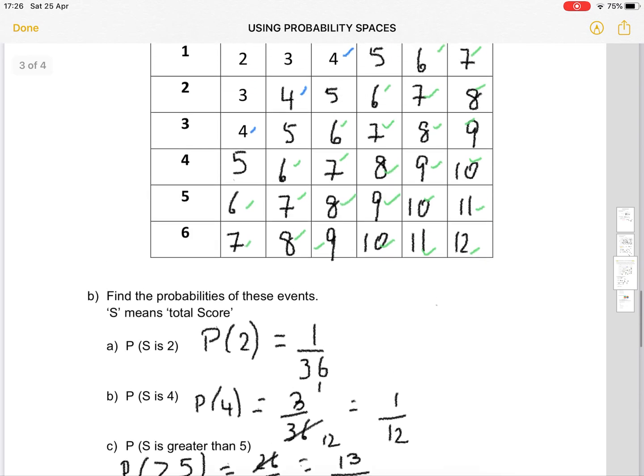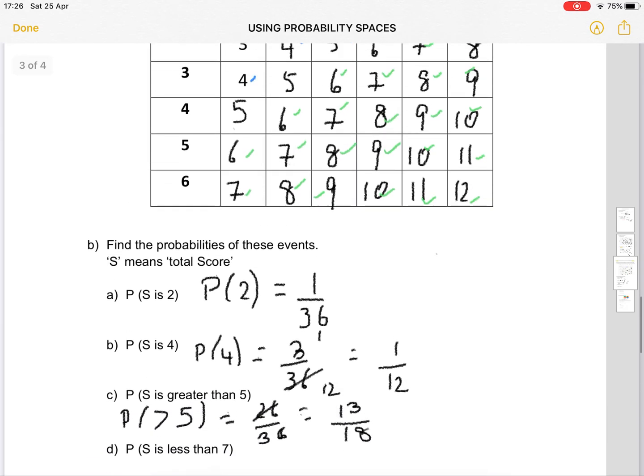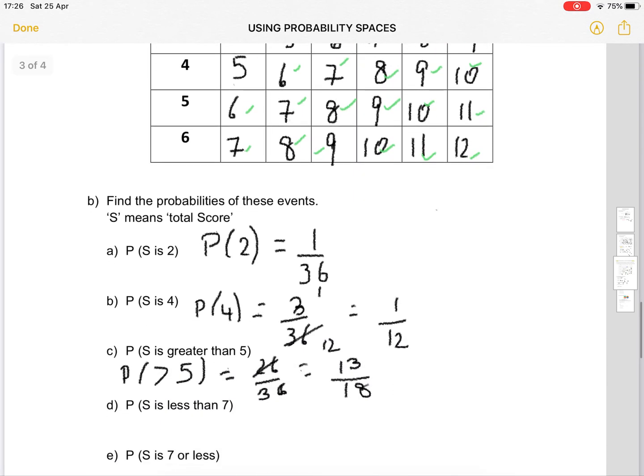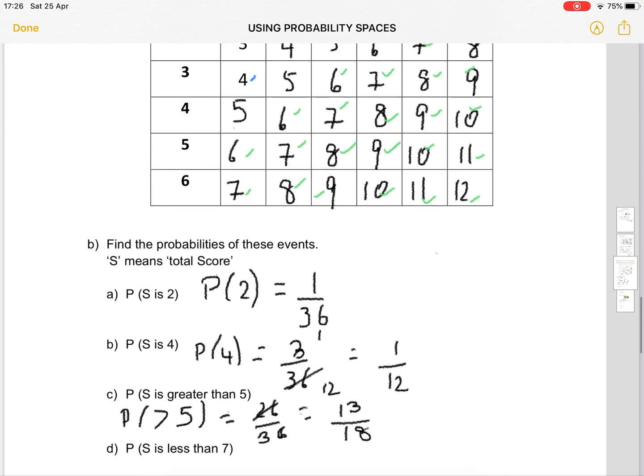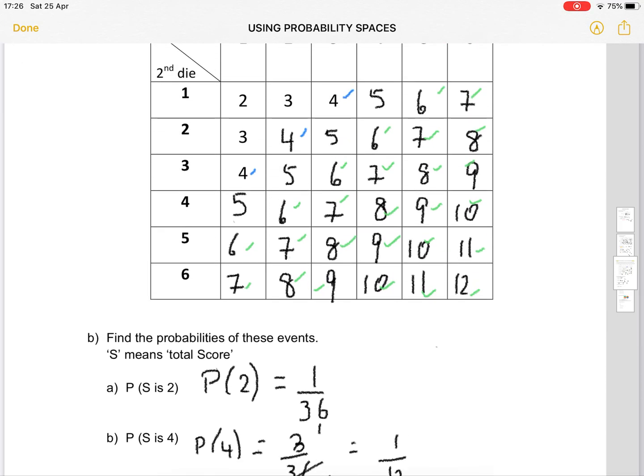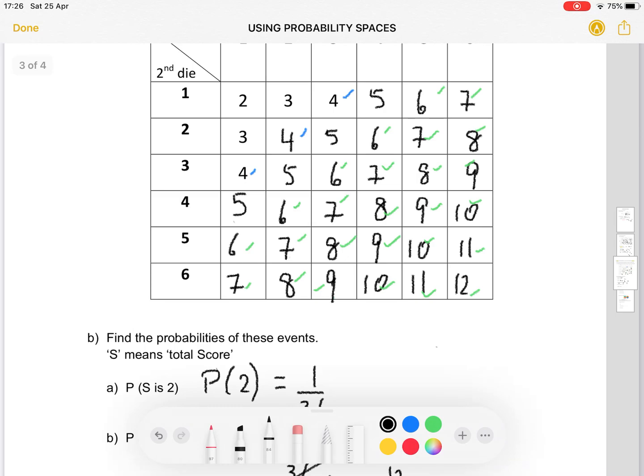Probability the total score is less than 7. Let's use another color. It's important: 7 is not included. Okay, let's use the red now. Less than 7. I have the 6s, I have the 5s, I have the 4s, I have the 3s, and I have the 2.